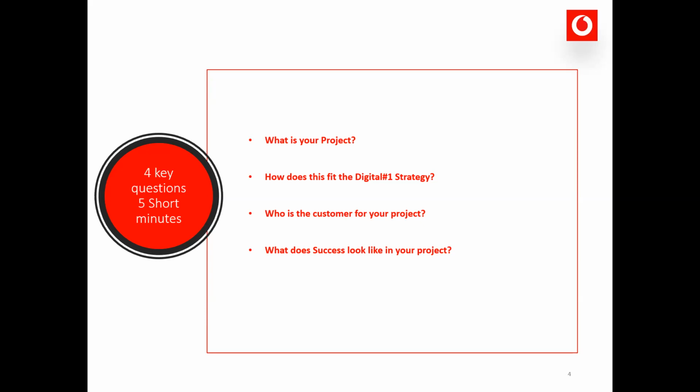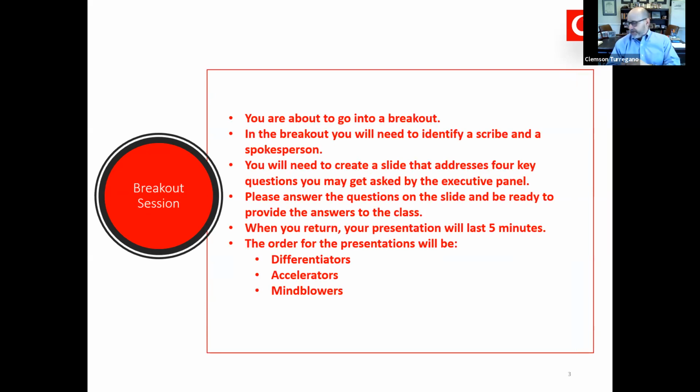Okay. We should come back answering those 4 questions, right? On the slide. That's correct. Yep. And the order, I thought I had gone over the order. The order is going to be differentiators. You're going to go first. So Omar and Mohammed, you'll get things started. And then accelerators and then the mind blowers.